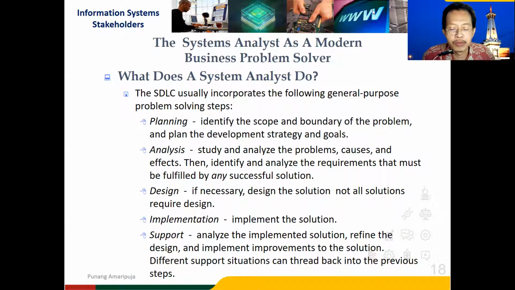And then you do analysis. You study the problem. What are the root causes? What are the effects? This we would be practicing in more detail later on. And then identify and analyze the requirements that must be fulfilled for the solution. So what data do you need to be put into, recorded into the system, for instance? What are the information that need to be given out by the system? And then the systems analyst would be helping in the design of the application.